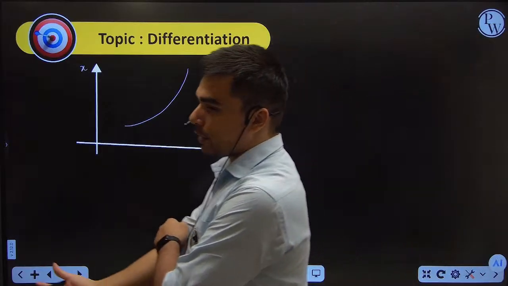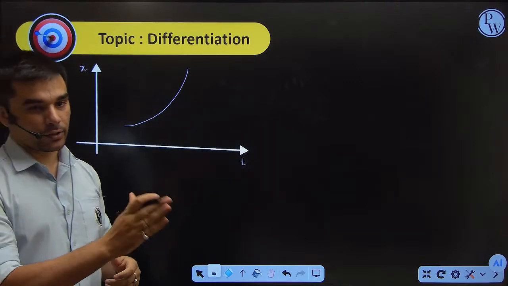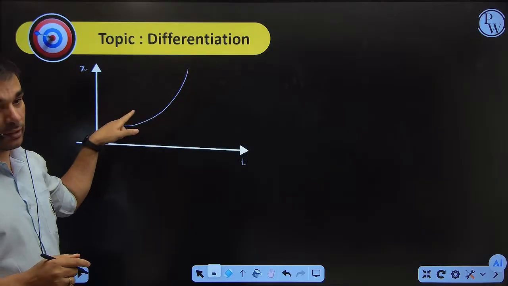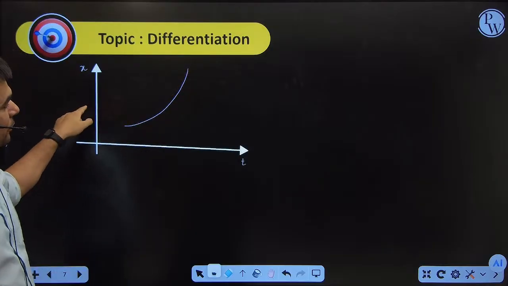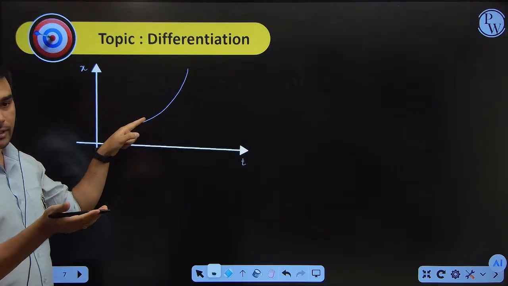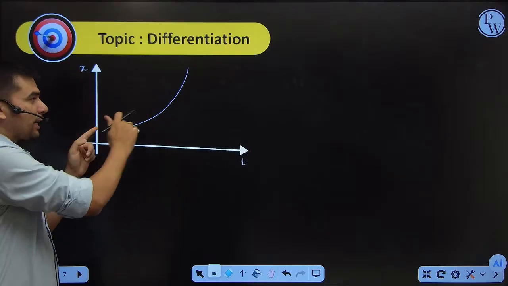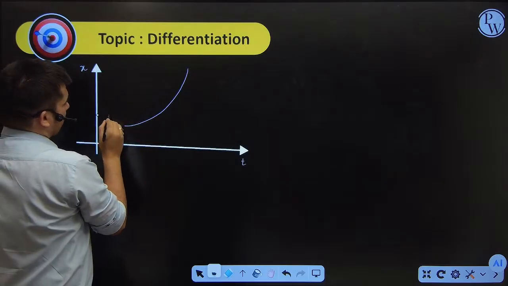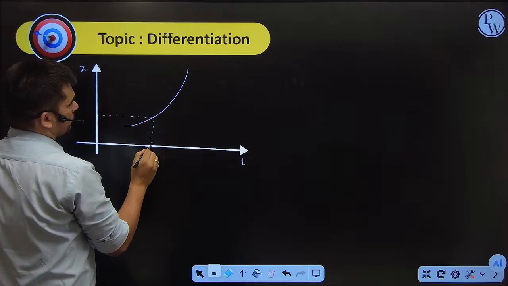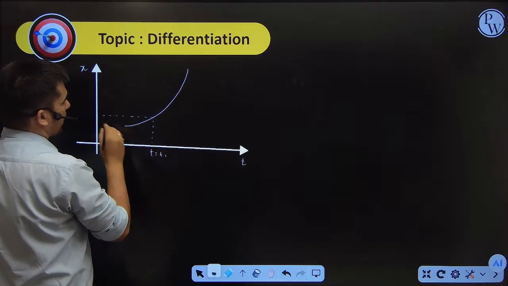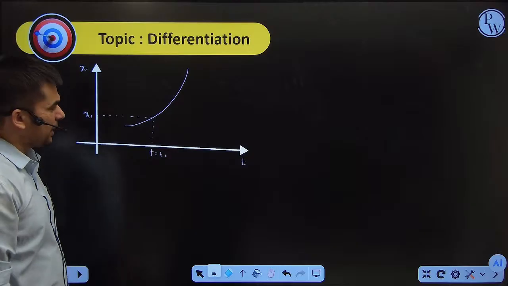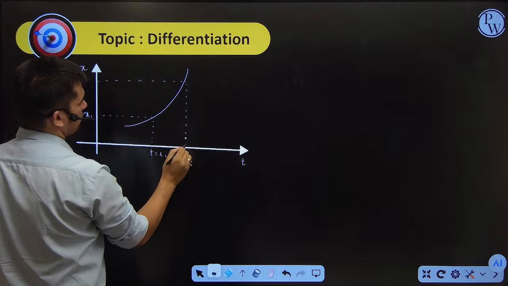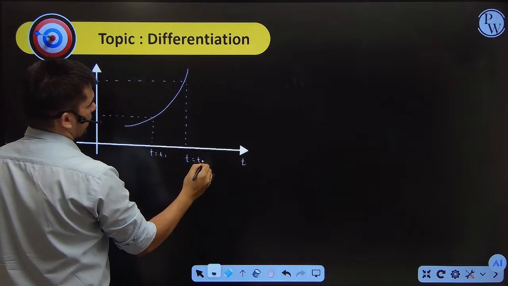As the time is progressing, the particle is moving in x direction. This is not the curve along which the particle is moving. Let me tell you that again. What we have done is we have mapped the position at different instants of time in the xt plane, and after that joined all those points in order to get this graph. So at some time t is equal to t1, let's say the particle was located at x1. And at some time t is equal to t2, the particle was located at x2.